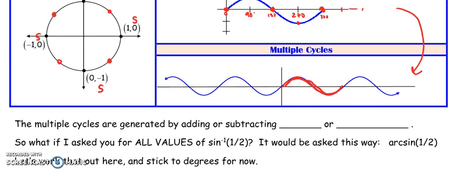Well, how does it do that, right? We go around the circle, and then we go around the circle and plot the points again, and go around the circle and plot the points again, or go backwards and plot the points, right? So another 360, or back a 360. The multiple cycles are generated by adding or subtracting 360 degrees, or if we use radians, 2 pi. Okay? So if we just keep going and going, we'll just keep going and going with the wave.